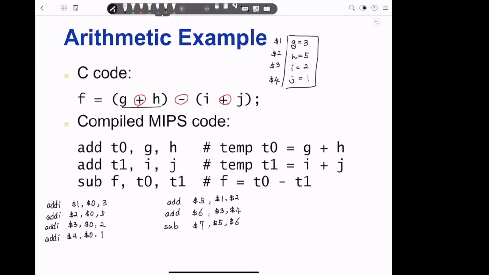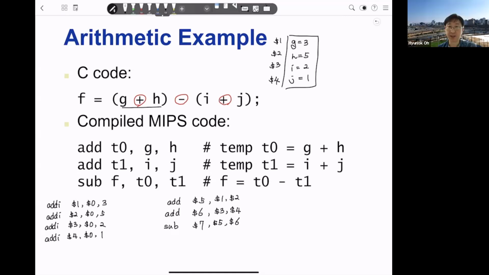Okay. So can you write down this code in the simulator, and can you check what the $7's value is? If you are completing, please write down your answer in the chat window.